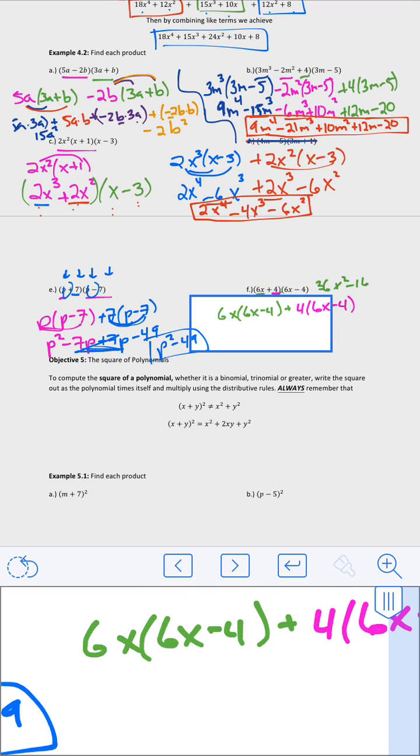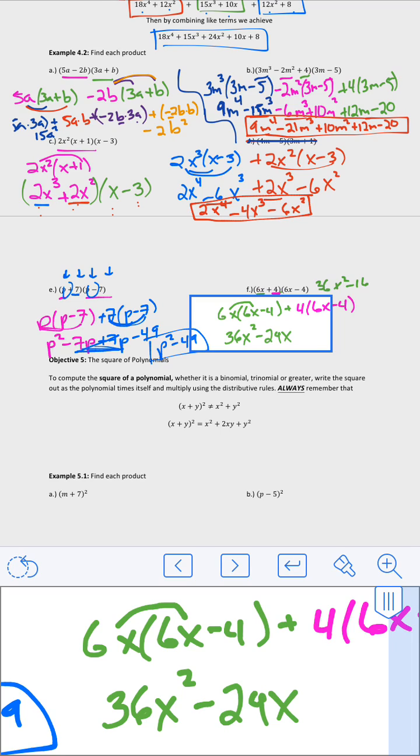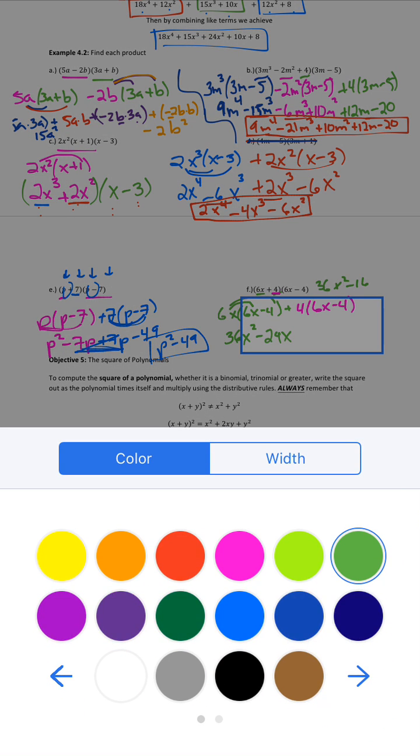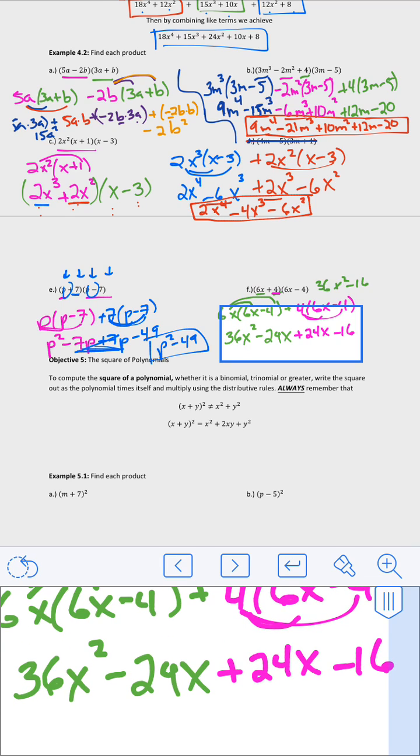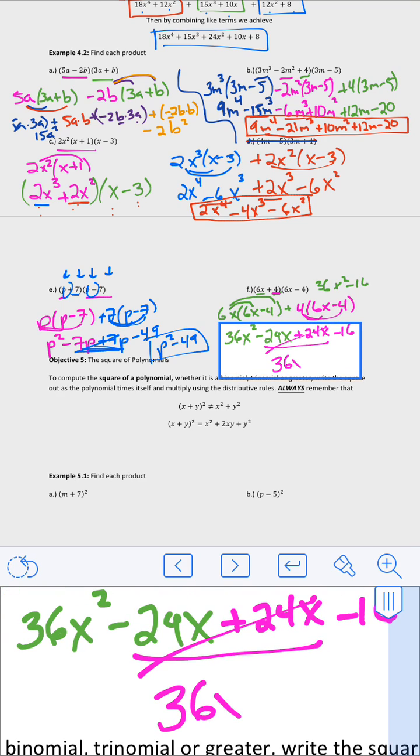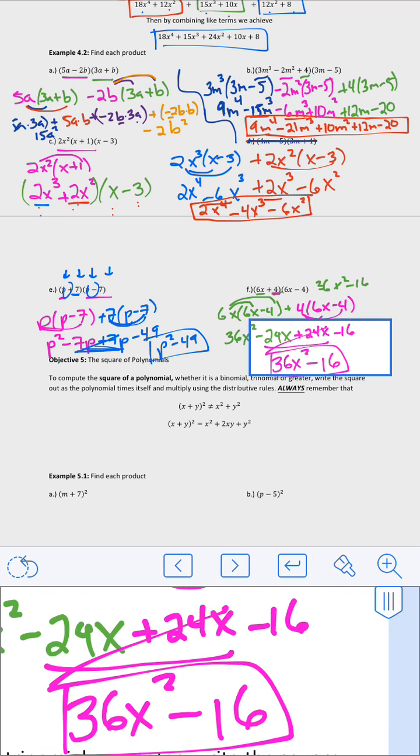Distribution property. All right, first one, I end up with 36x squared minus 24x, right? So 36, 6 times 6, x squared. And then the second one, 6 times negative 4 gives me negative 24, and then there's no x's to combine. The pink one, 4 times 6x, positive 24x. 4 times negative 4, negative 16. And it looks like I end up getting minus 24 plus 24. They cancel, and I do end up getting what I was supposed to. 36x squared minus 16.